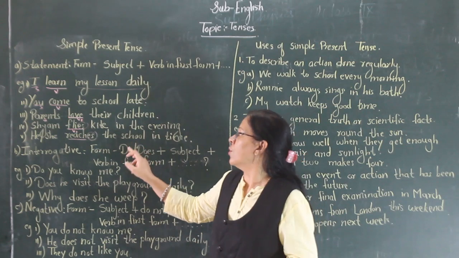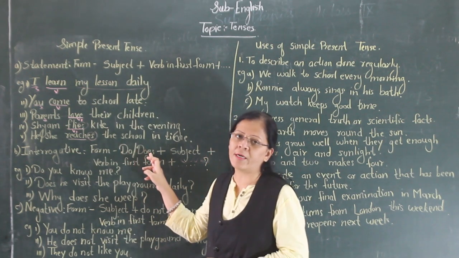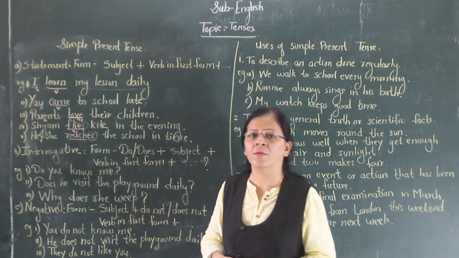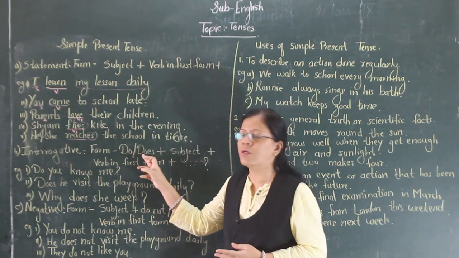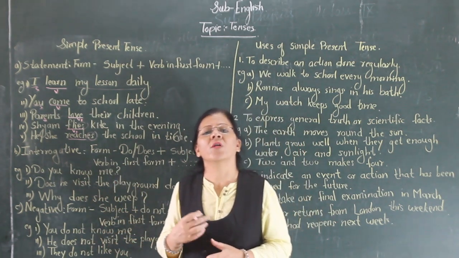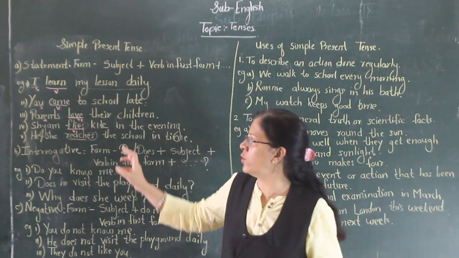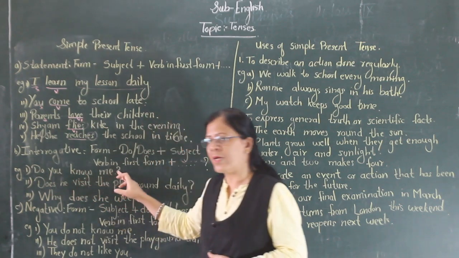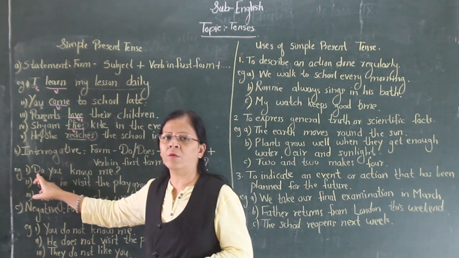Now here, whenever there is a main verb, we need to use do or does to make it interrogative. So when we use do: for I, we, you, they, we use do. And for he, she, it, we use does. It means for third person singular, we use does. And for the remaining persons, we use do to make an interrogative sentence. For example, do you know me? Now the subject is you. So I have used do.